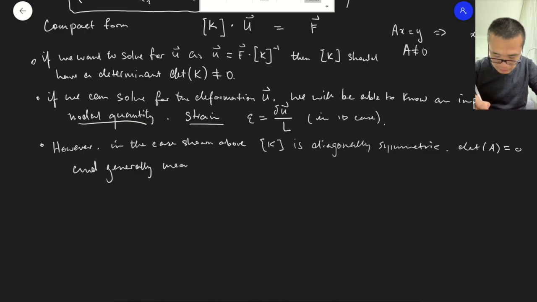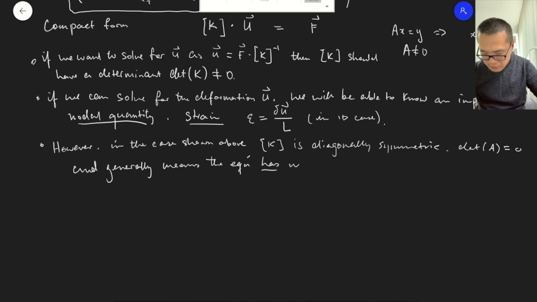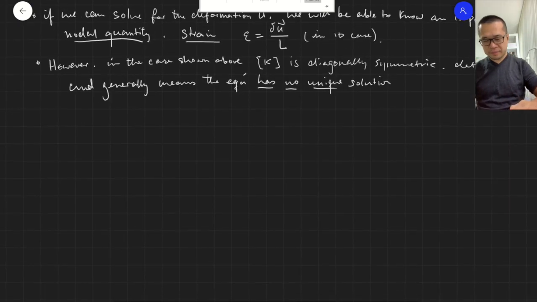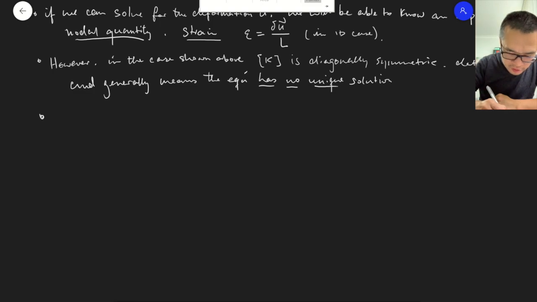means the equations have no unique solution, right? What does that mean? So let's go back to the case of the 2x2 case for a spring.